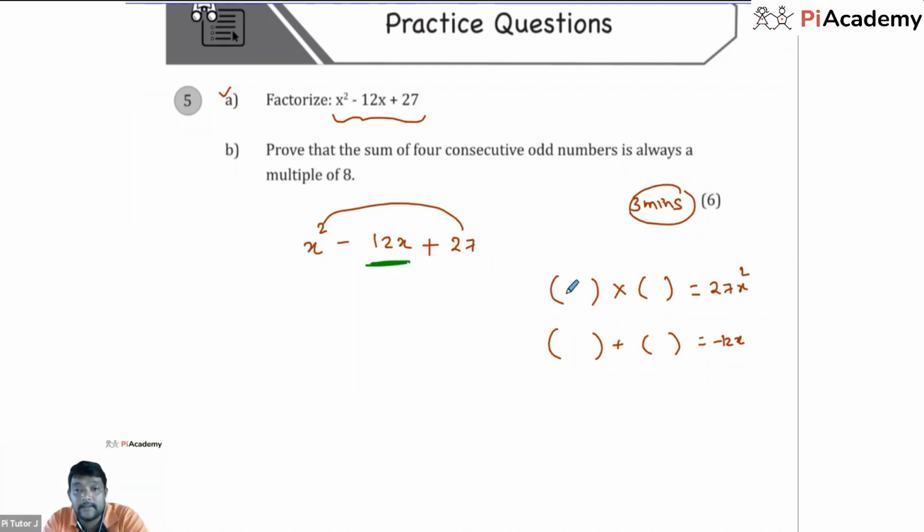Minus 9 and minus 3. Minus 9x times minus 3x is 27x squared. Minus 9x minus 3x is minus 12x, right? So minus 9 and minus 3. So what are the factors, guys? Go ahead, Oliver.